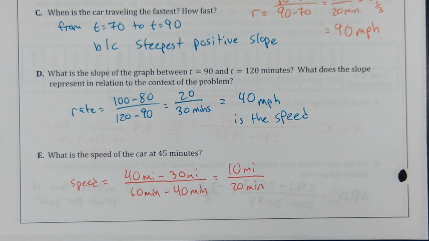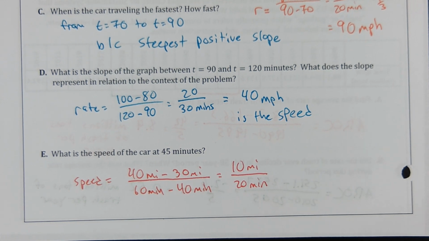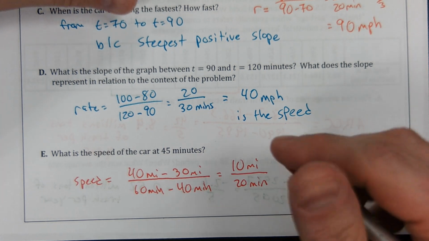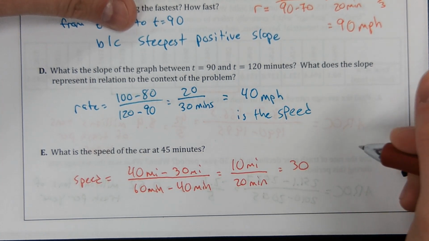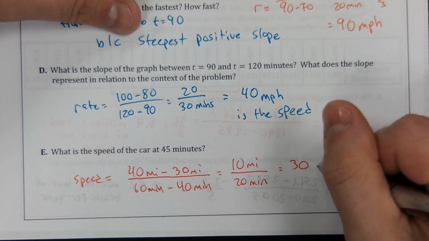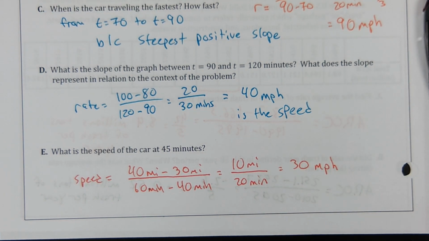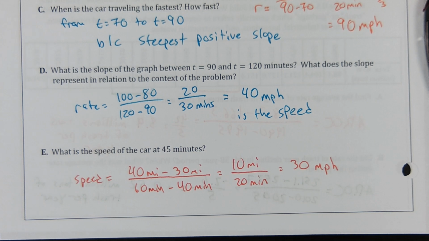And just like the last time I had over 20 minutes, there are 3 of these in an hour. So it's triple the top and bottom, and you have an hour on the bottom. And what you get is 30 miles in the 60 minutes. So 30 miles per hour. That is the speed of the car at 45 minutes.